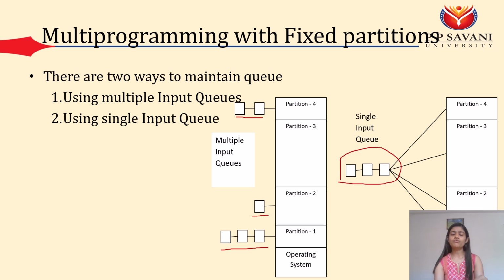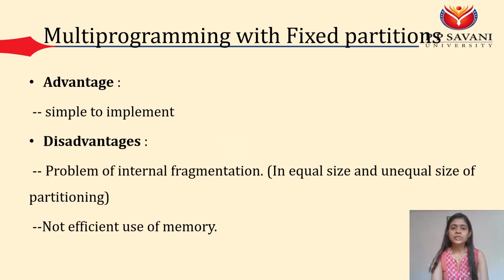That is totally up to you, which technique you want to use to keep track of how many processes are currently in a waiting queue. So the advantages of contiguous allocation, or, to say very precisely, multi-programming with fixed partition: the advantage is that it is simple to implement. The disadvantage is the problem of internal fragmentation, which we are going to discuss after a few more slides.